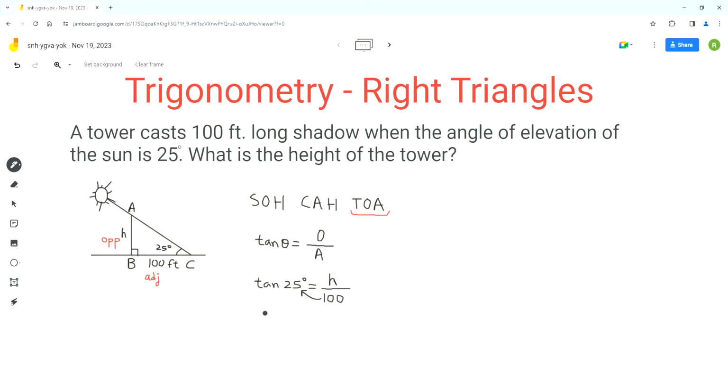So we get 100 tan of 25 degrees equals H. Now we can evaluate this expression. I get 46.63. So that's the value of H. So this should be the final answer for the height of the tower.